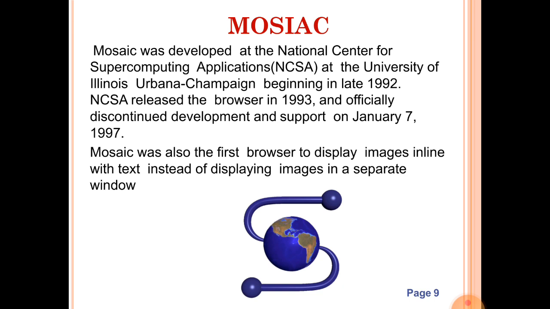Mosaic was also the first browser to display images inline within text, instead of displaying the image in a separate window. It means it was the first web browser that displayed text and images on the same web page. Previously, images were shown on a different page and text on another, but Mosaic was the first web browser that displayed the text and images on the same page.